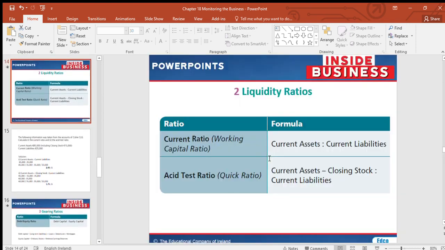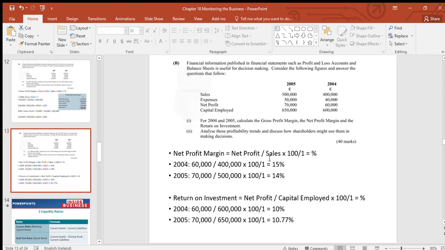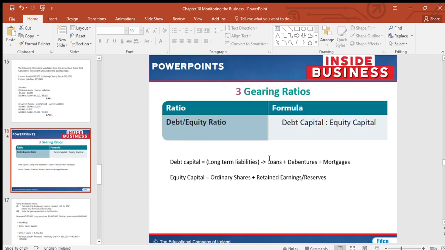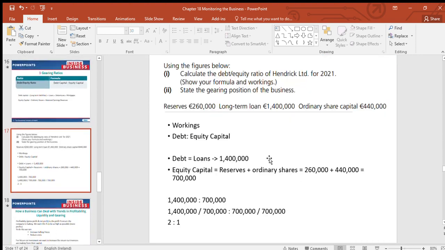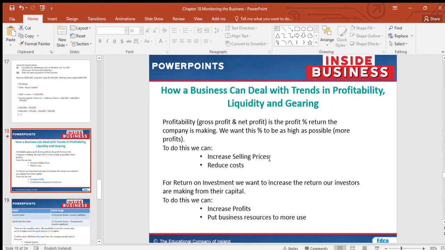Once you're done calculating, I've gone through the calculations for the different ratios before, you're then going to have to analyze how the company is doing. And it's not just a quick comment, you have to be able to understand what each ratio means. So that's what we're focused on today.